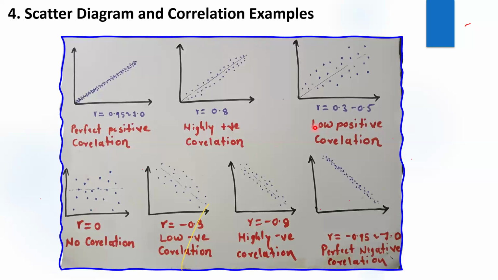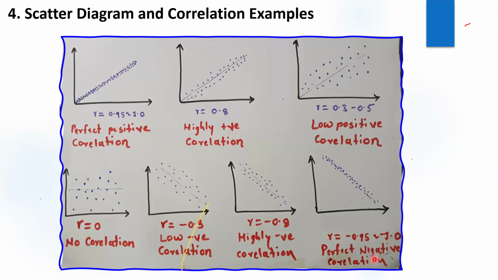Here R is equal to minus 0.3 to minus 0.5. It is a minus. Why? Because it is a negative correlation. When Y increases, X decreases, it is a negative correlation. But it is a low negative correlation. When R is minus 0.8 like that, it is a highly negative correlation, and when R is minus 0.95 to minus 1, then it is a perfect negative correlation.